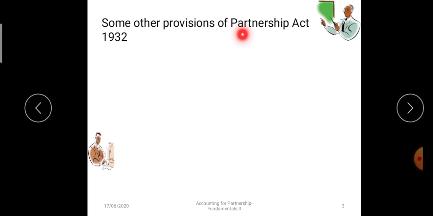Some other provisions of the Partnership Act. First, registration of firm is not compulsory, it is optional. But it is always advisable to register the firm, because there are certain drawbacks or disadvantages if the firm is not registered. So it is always advisable to register the firm, but registration is optional, it is not compulsory.